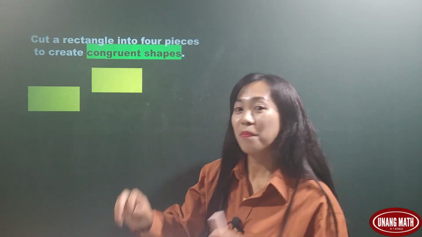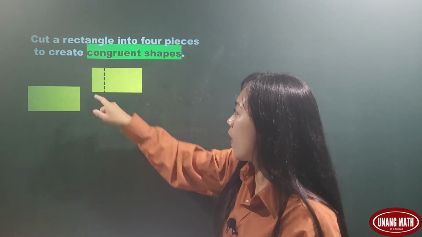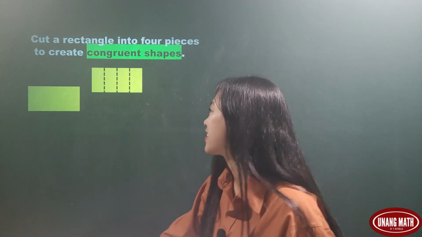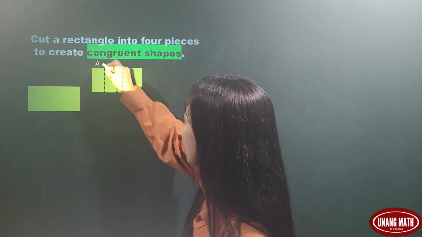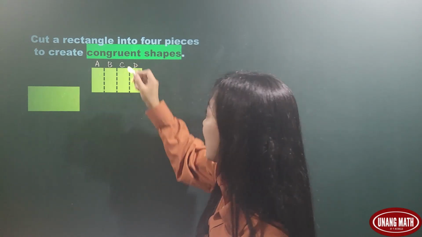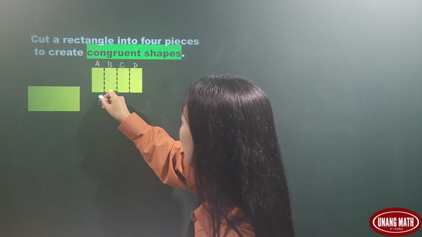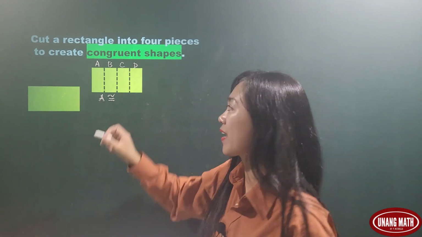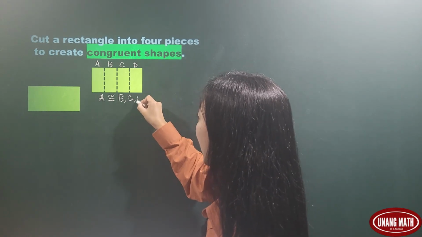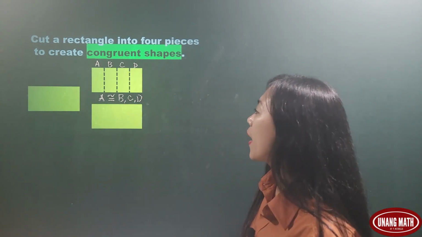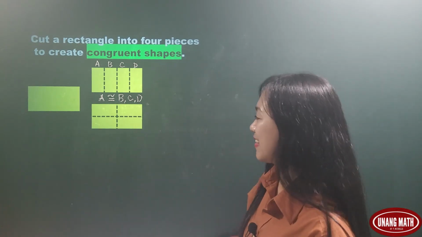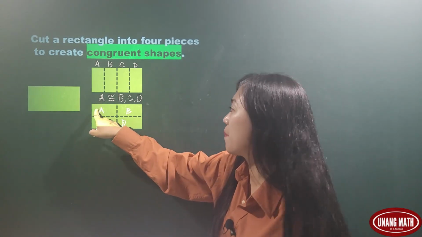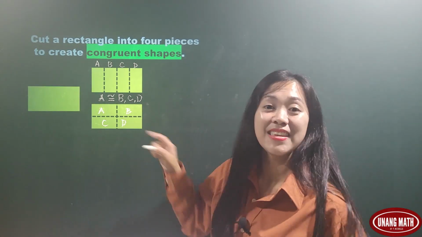So, ang rectangle, pwede nating i-cut this way. So, we have 1, okay, 2, 3, and then 4. So, we created 4 shapes. And let's say this is A, B, C, and D. So, ang A dito, or ang shape A, or rectangle A, is congruent to rectangle B, okay, C, and D. Okay, another way. Pwede nating i-cut ang rectangle this way. So, A, B, C, D. So, A, or ang shape A natin dito, is congruent to B, C, and D.